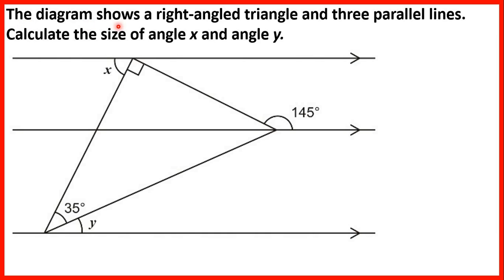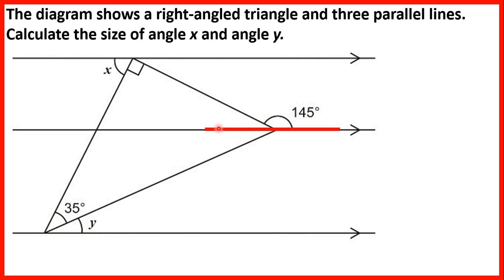The diagram shows a right-angled triangle and 3 parallel lines. Calculate the size of angle X and angle Y. So we need to find angle X and angle Y. But with geometry problems involving angles, the best approach is to just put as much information as we can work out onto the diagram.